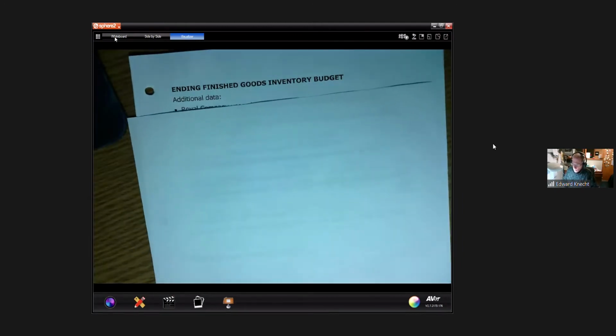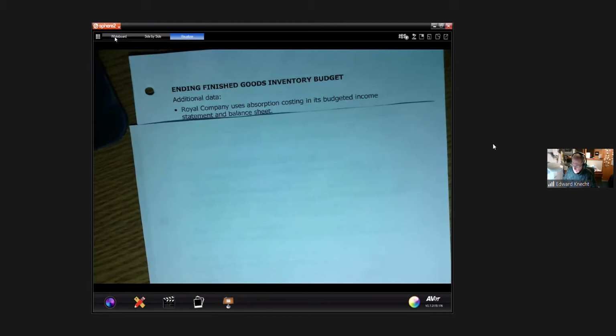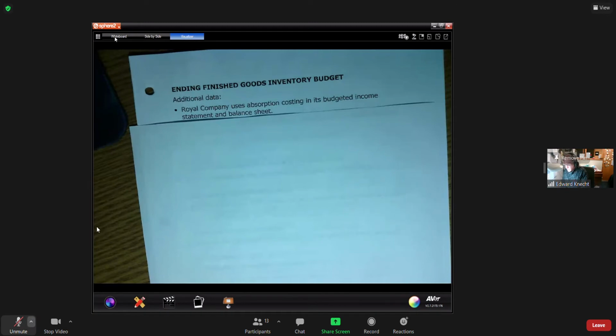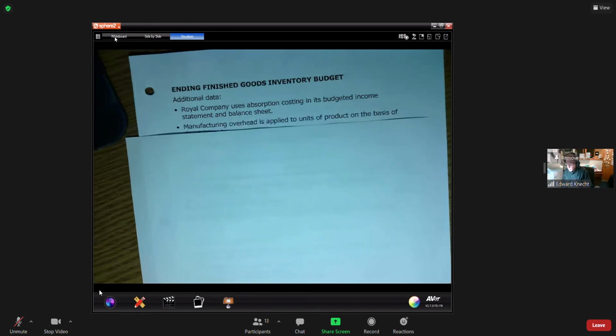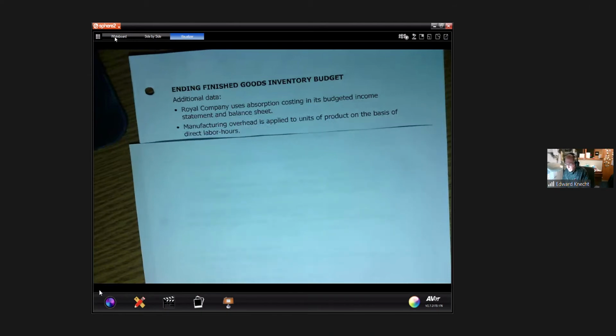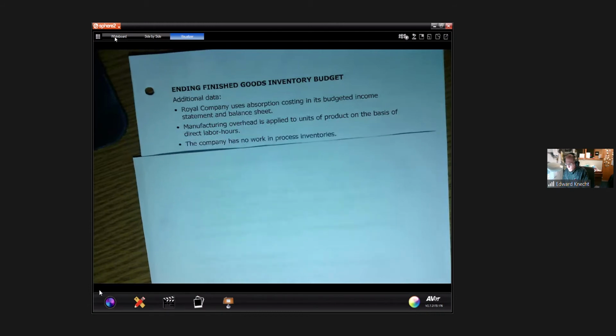Ending finished goods inventory budgeted. So the Royal Company uses absorption costing in its budgeted income statement and balance sheet. Well, it's required for financial accounting. We must use absorption costing. We have to absorb all cost in the production of a product, and it goes into inventory, and it only becomes an expense if the inventory is sold.